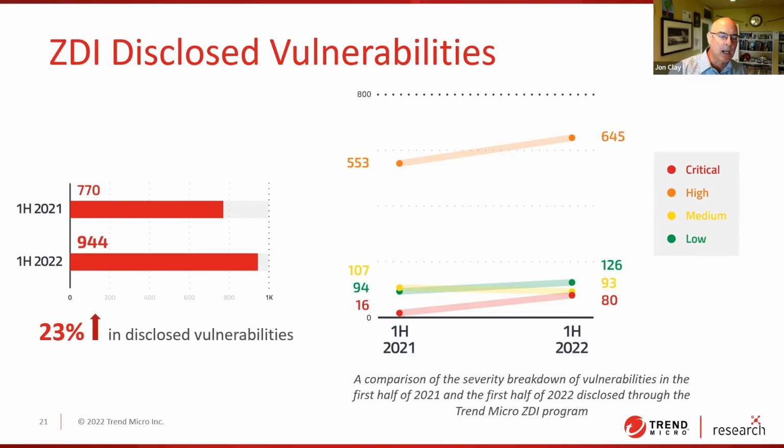But you can see on the right side that the high severity bugs went up pretty significantly, from 553 in the first half of last year to 645 submitted this year. So good news. Again, these are high severity bugs, ones that are a little more critical to businesses. The critical ones, you can see in the red line, went from 16 last year to 80 this year. So all of that's good news that independent researchers out there are finding more bugs.